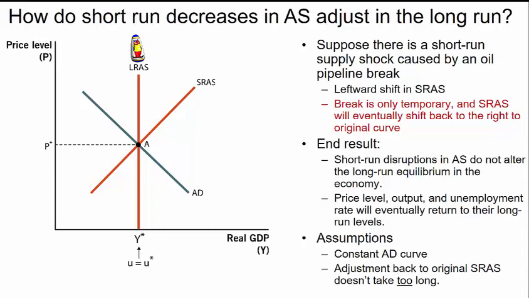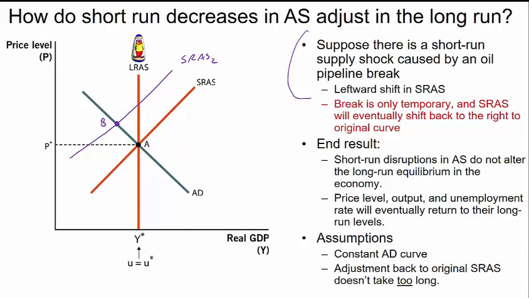I think this is the last thing we're going to cover, and that is how do short-run decreases in aggregate supply adjust in the long run. This one's probably less confusing, but basically, let's look at what happens. Alright, there is a short-run supply shock caused by an oil pipeline break. So the pipeline breaks, oil's gushing everywhere. That's going to cause there to be less oil available. Energy prices are going to go up. That's going to reduce aggregate supply curve. Okay? So we end up at a new equilibrium at point B.